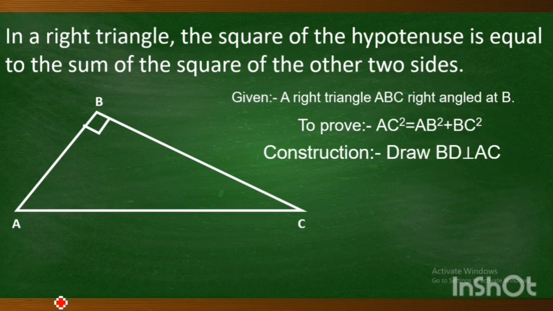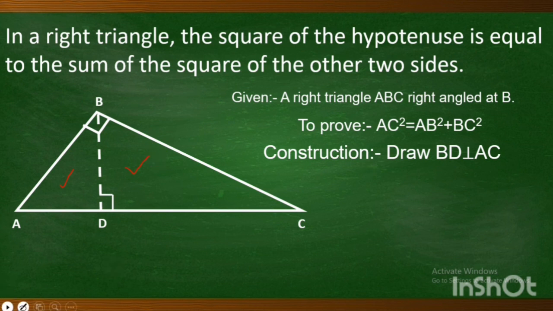For this we have to do some construction. So in the construction we draw BD perpendicular to AC. Okay, so let us see how to prove it. You can see that here we need AC, AB and BC. And if we see this figure carefully, we have three triangles here. One triangle is ABC, the large triangle. Then we have two small triangles, this one ABD and BDC.